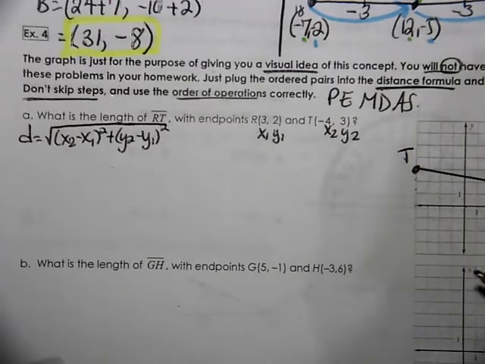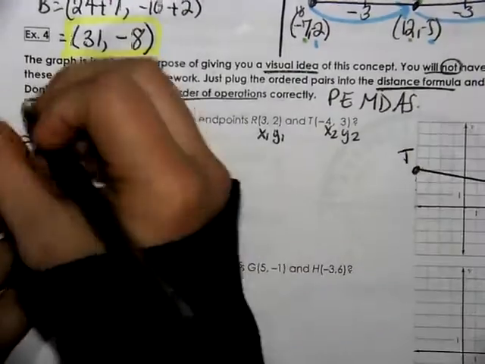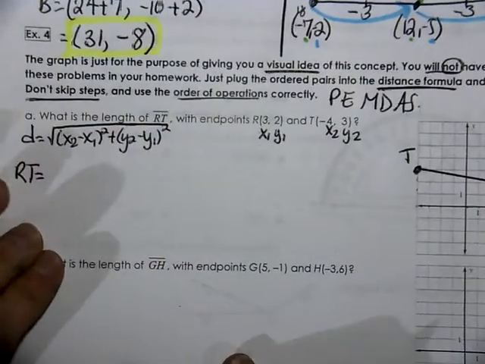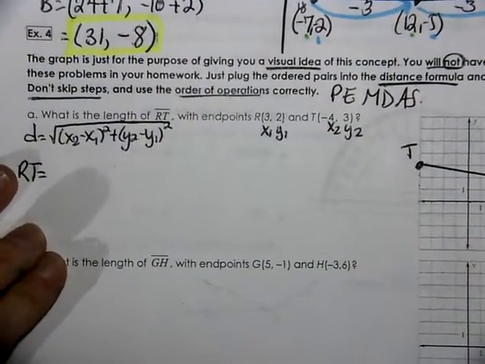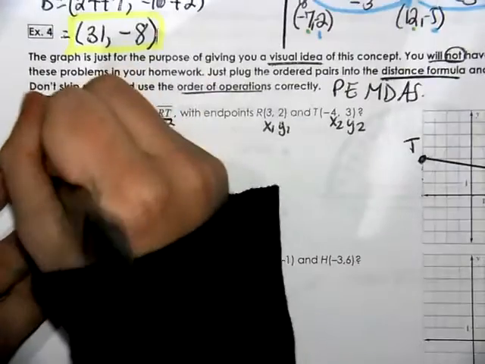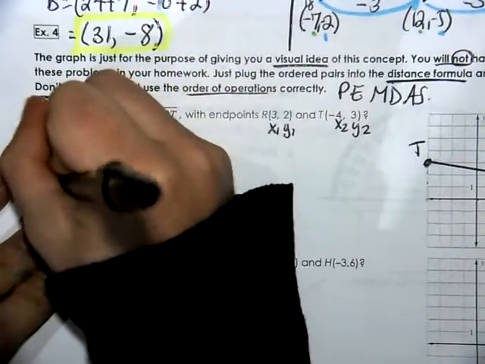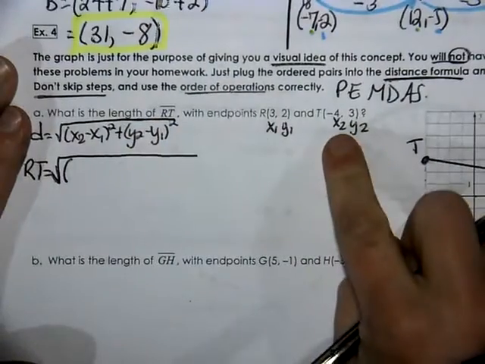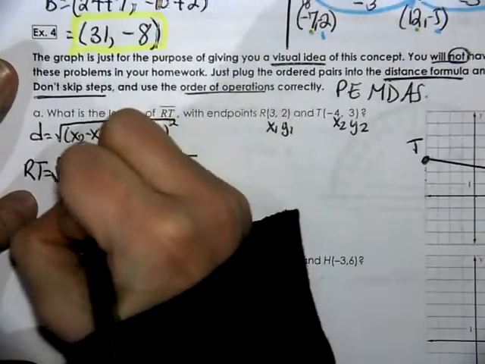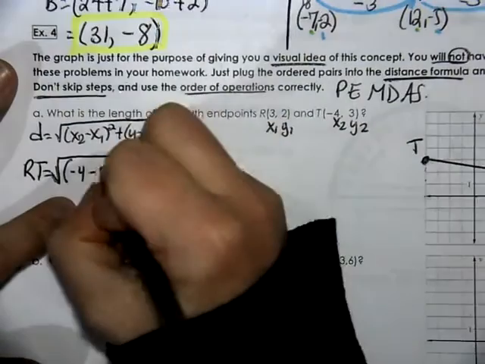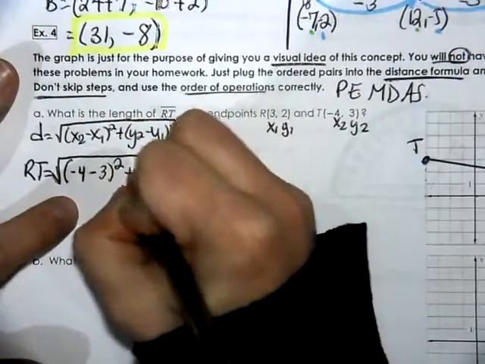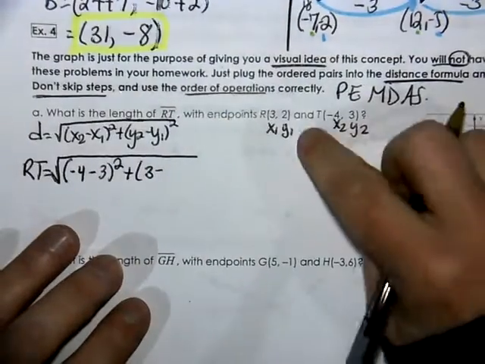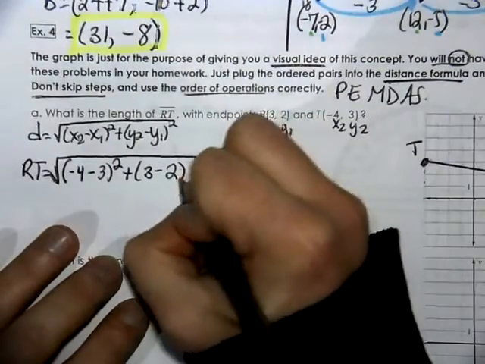All right. So I want to find the length of RT, and I'm going to write RT with no line above because no line means we're talking about length. And I'm going to write the square root, and square root has like a little tail at the end. And I have x2, which is -4, minus x1, which is 3, squared, plus y2, which is 3, minus y1, which is 2, squared.